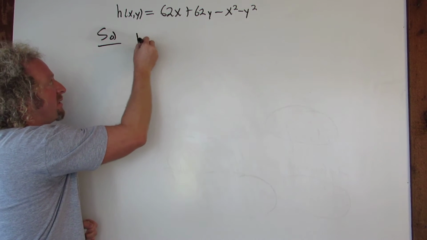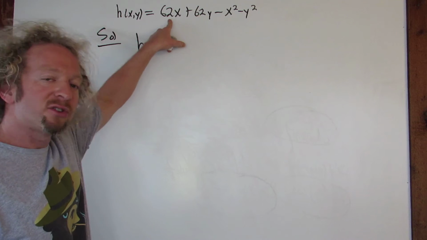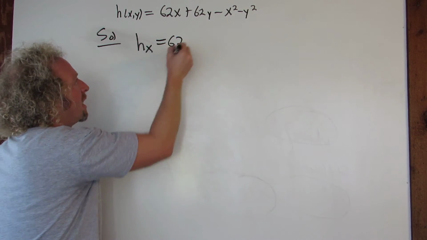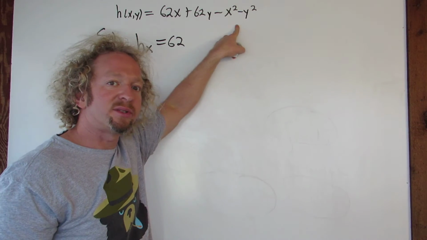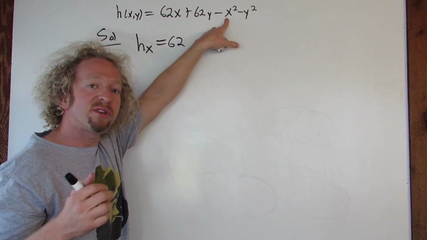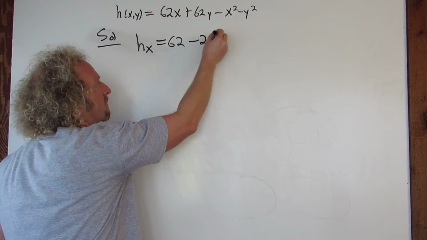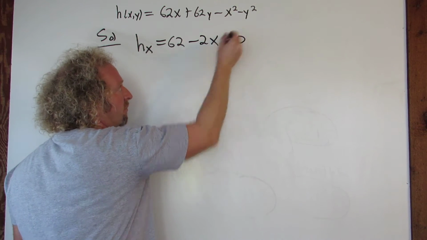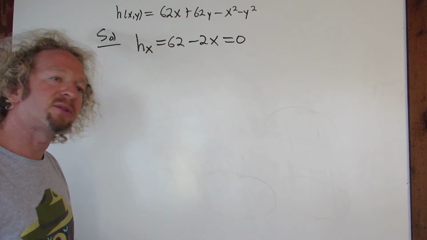Solution. The partial derivative of h with respect to x. So the derivative of 62x is 62. And then you're treating all the y's as constants, so those derivatives will be 0. So this derivative is 0, this derivative is 2x, so minus 2x, and then this derivative here is 0. And we set this equal to 0. Then we do the same thing with respect to y.